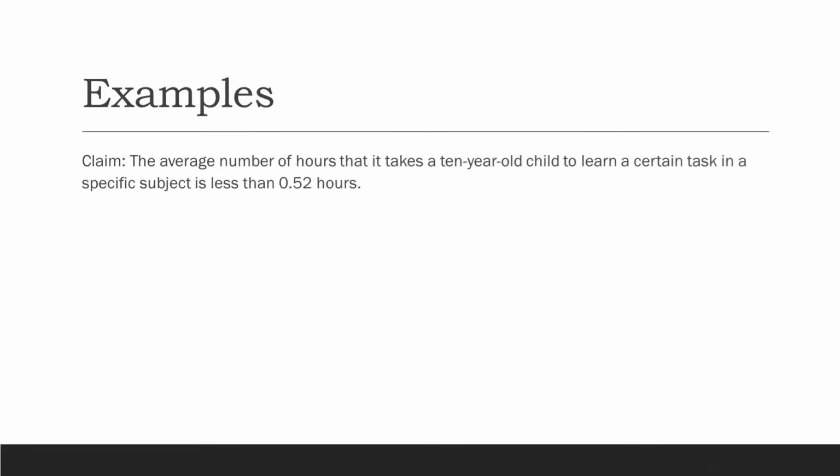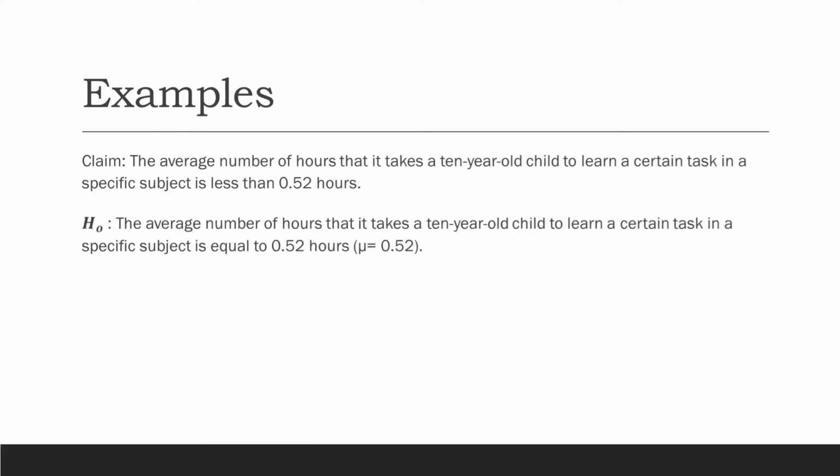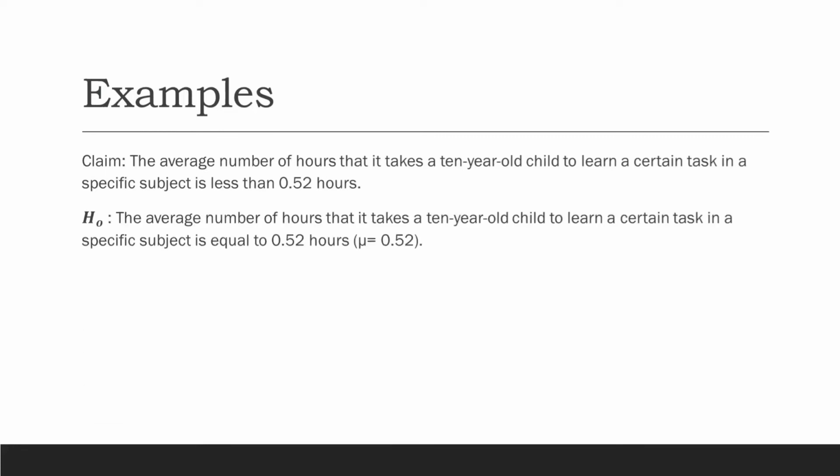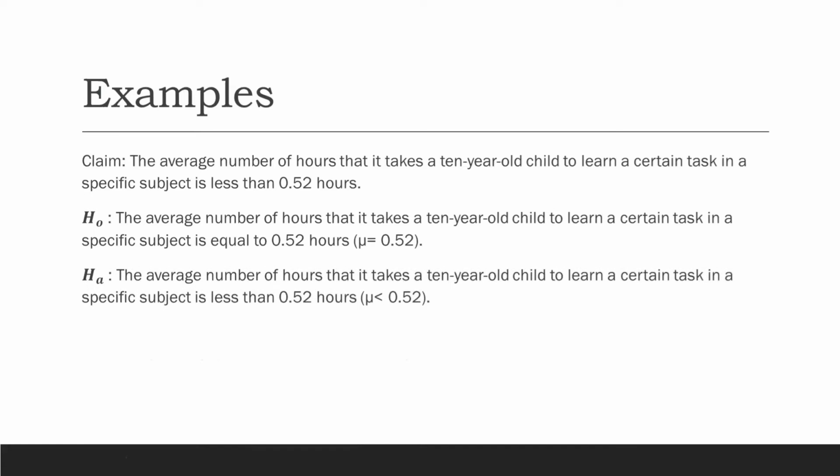Let's claim the average number of hours that it takes a 10-year-old child to learn a certain task in a specific subject is less than 0.52 hours. So for the null hypothesis, so dapat equal siya. So therefore, mean is equal to 0.52. And for our alternative hypothesis, the average number of hours that it takes a 10-year-old child to learn a certain task in a specific subject is less than 0.52 hours. So therefore, the notation is mean is less than 0.52.